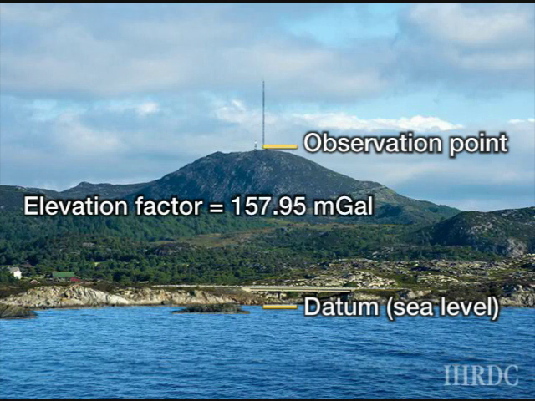the elevation factor for our example equals 157.95 milligals. This video has shown how to correct for expected variations in the gravitational field using free air and Bouguer corrections, and how to separate topographically related elements in the field from geologic anomalies.